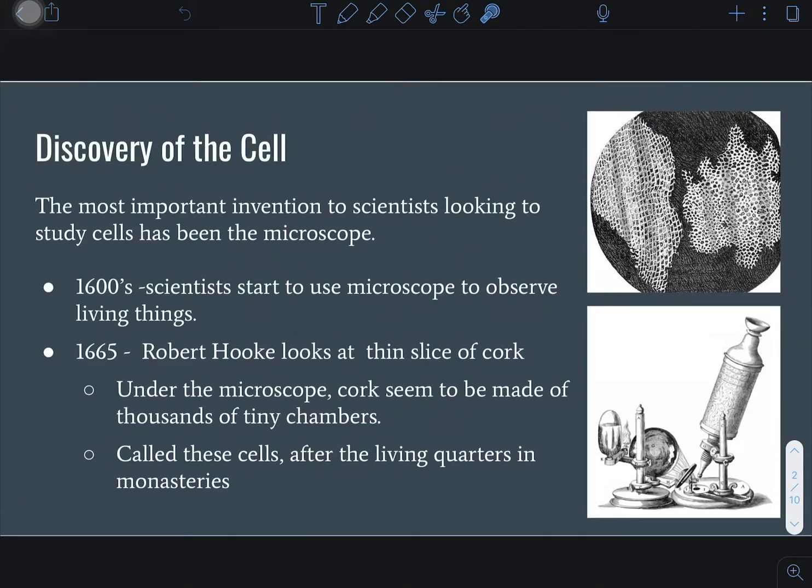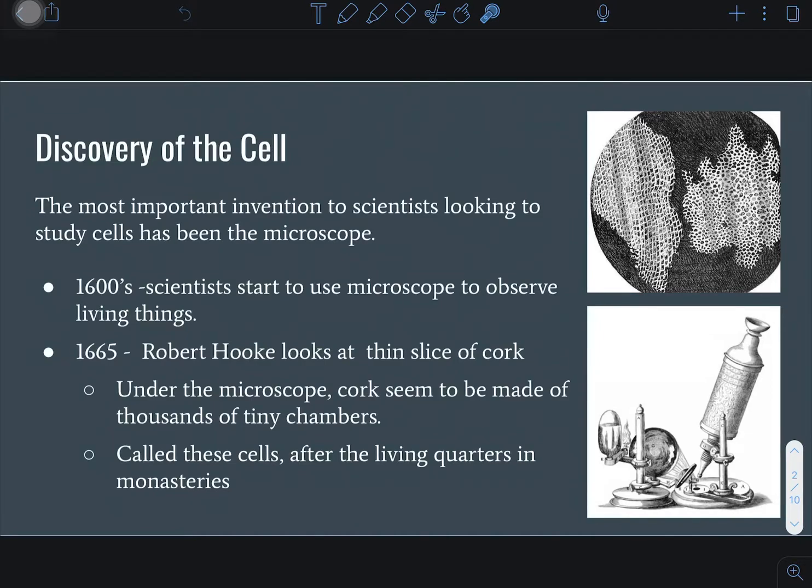He was the first one to look at things under a slide, and he looked at a piece of cork, like the cork from a wine bottle, and he saw an image something like this. He saw all these little tiny dots, and he said, boy, those things are very uniform. They remind me of a cell, or a room of a monk's chambers in a monastery. So he's the one who named the cell. Okay, so that's what we're talking about.